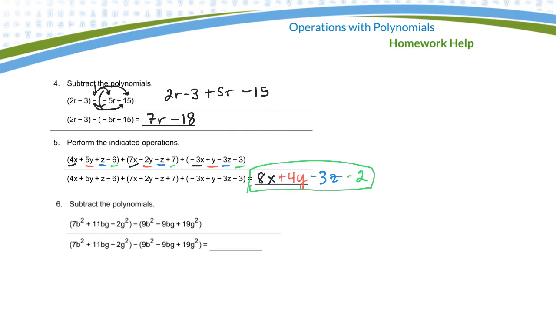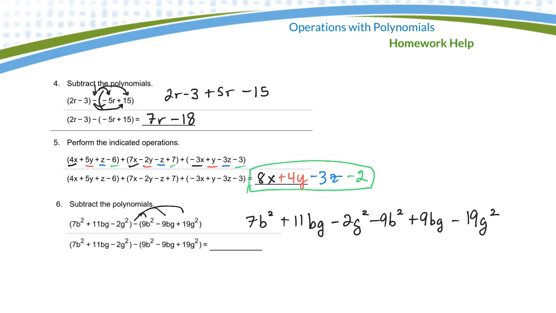Ooh, more subtracting of polynomials. Right on, let's rewrite it. So 7b squared plus 11bg minus 2g squared. Okay, this has to apply to everybody. Minus 9b squared plus 9bg minus 19g squared. Okay, collecting like terms, the b squared would give me negative 2b squared. The bg's would be plus 20 bg's. And minus 2 and minus that would be minus 21g squared.